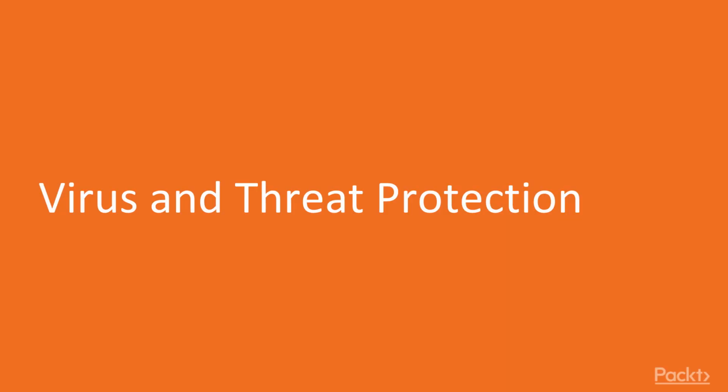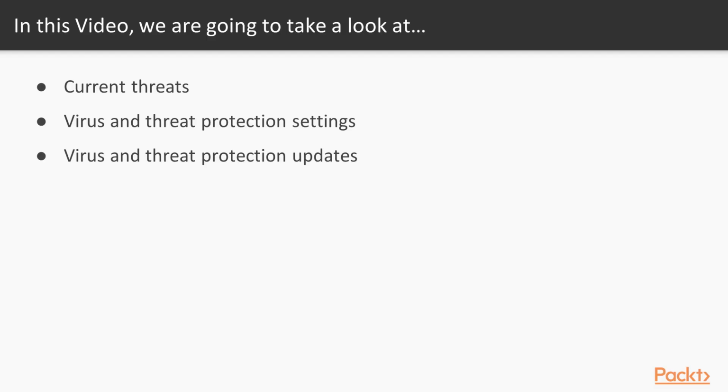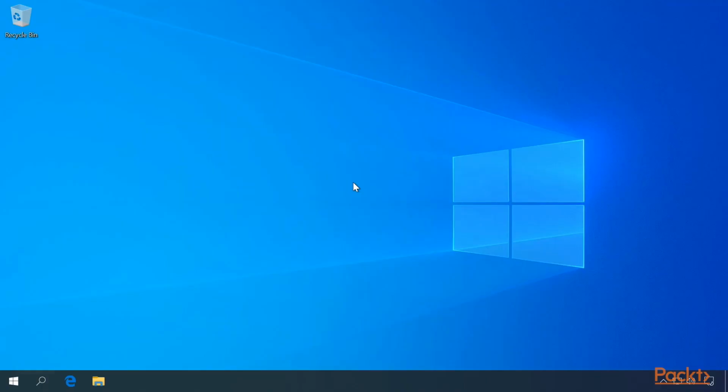This video is on virus and threat protection. In this video, we will cover current threats, virus and threat protection settings, virus and threat protection updates, and we will look at ransomware. Virus and threat protection can be found in the Windows Security app.